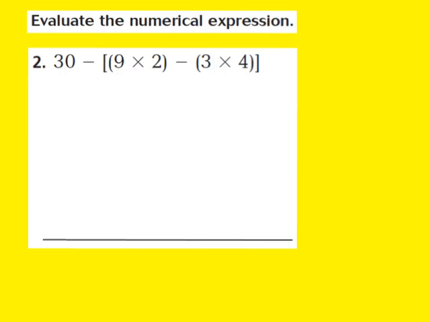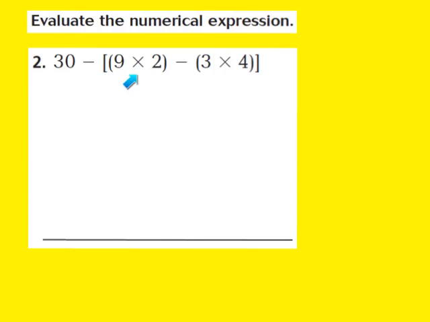Now, let's take a look at question number 2. Our job here is to evaluate the numerical expression. Once again, in this problem, we're going to see both parentheses, which you see here, and we also have brackets. So once again, we're going to work from the innermost set of grouping symbols to the outermost set. So I'm going to start by solving what's in parentheses first.